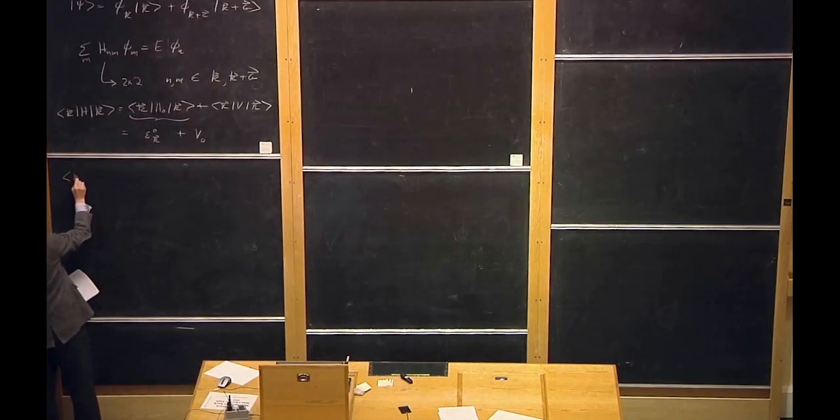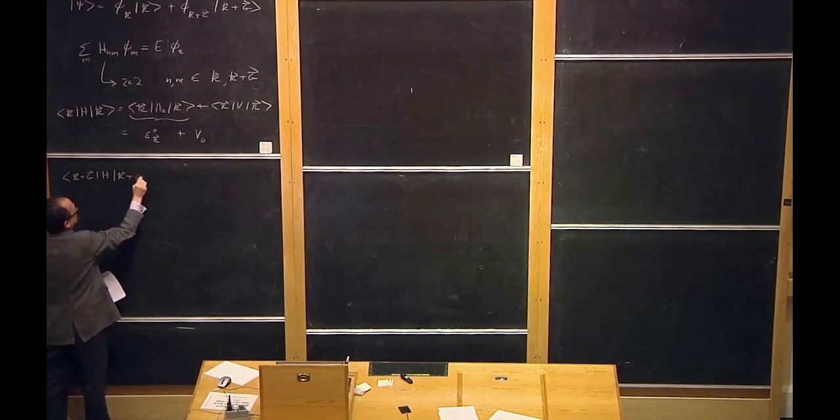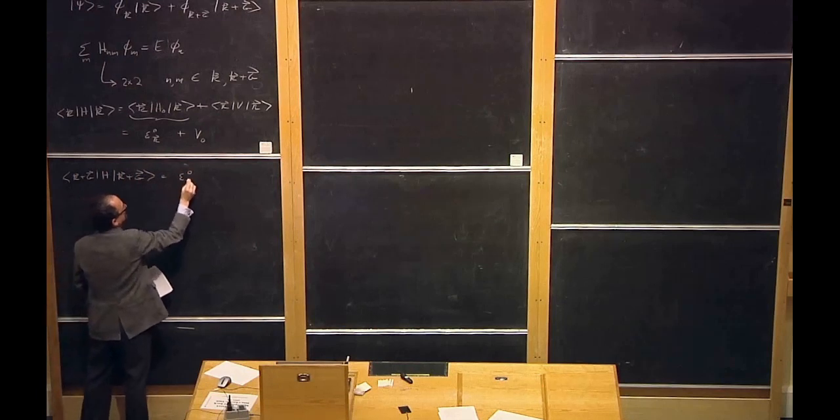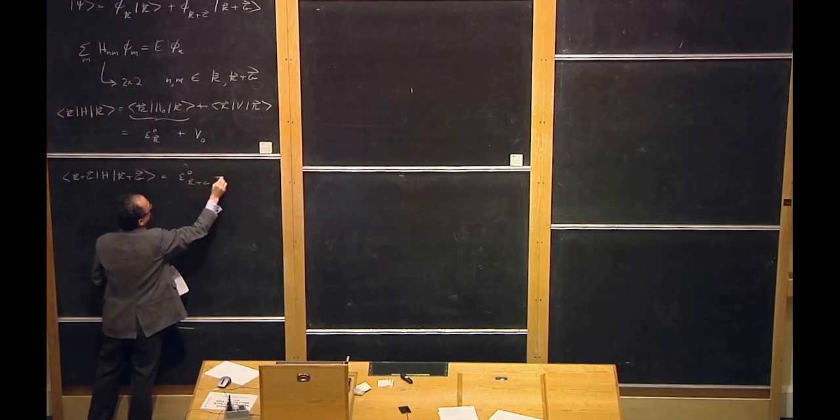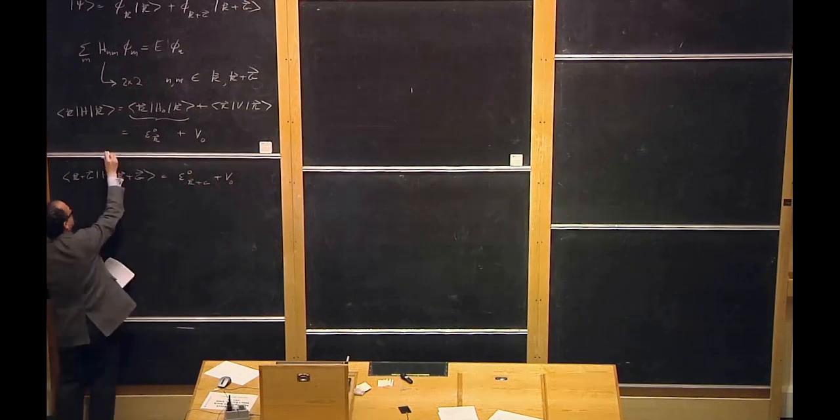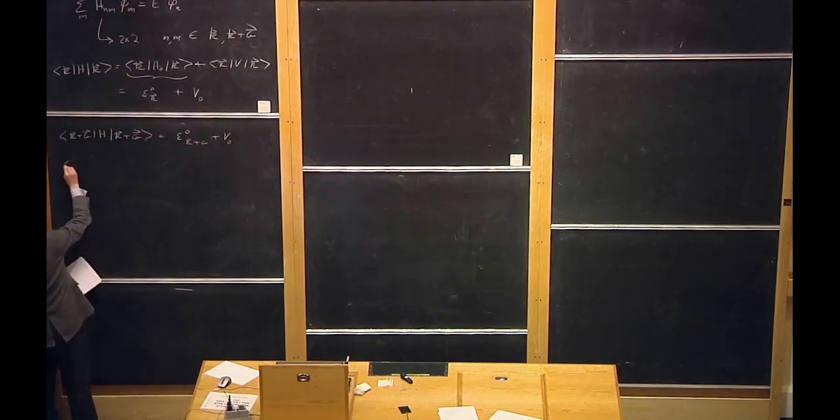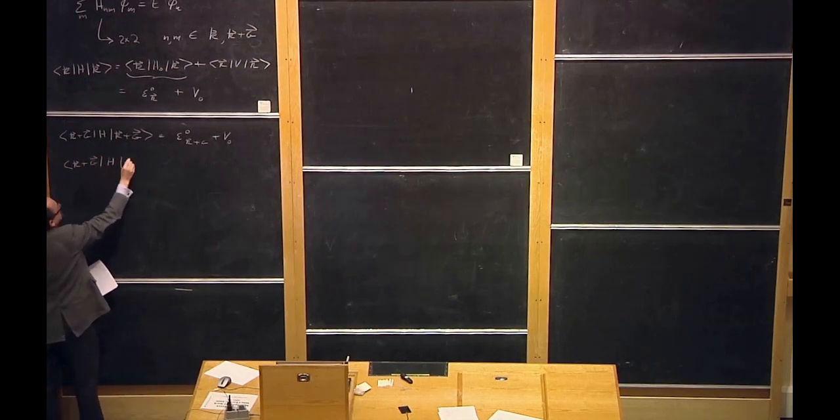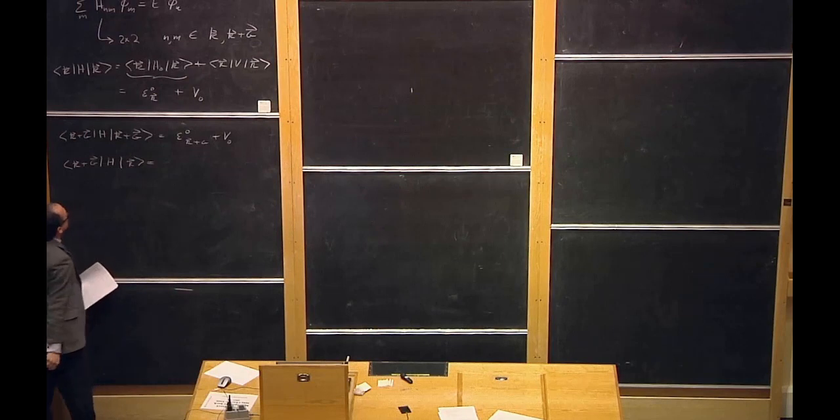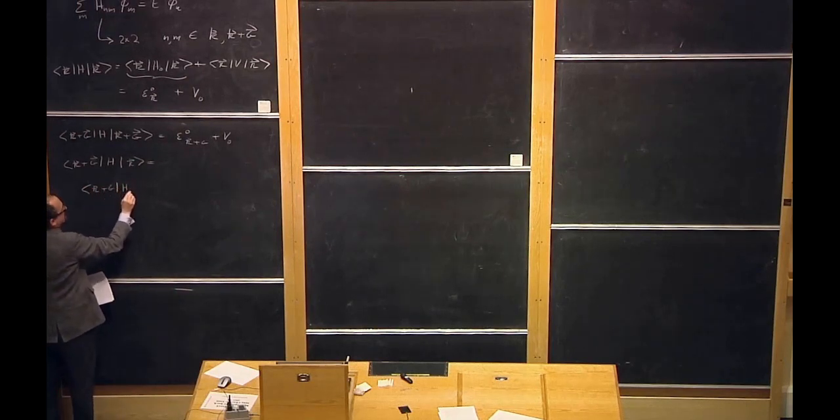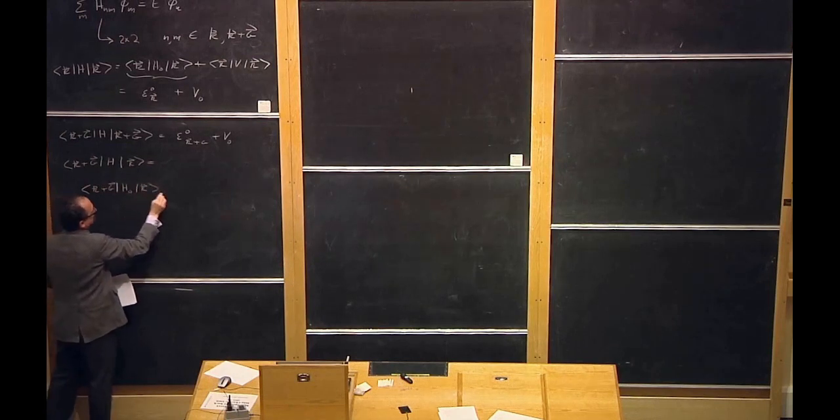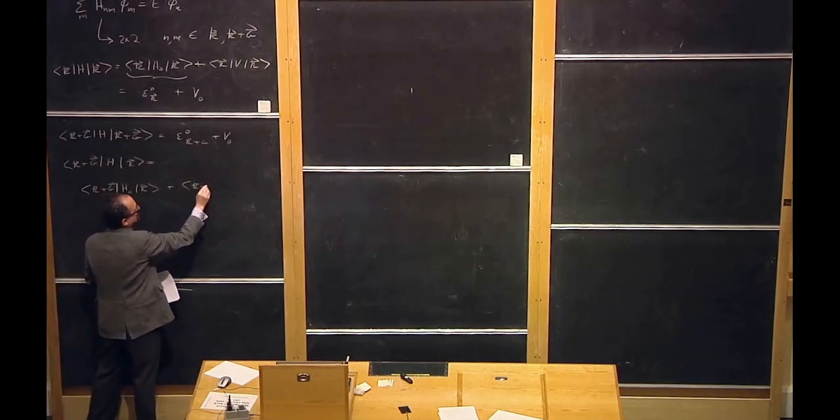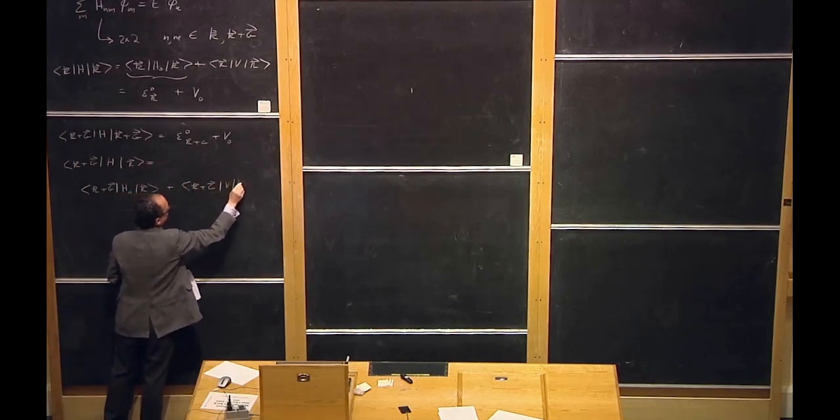Similarly, <k+G|H|k+G> is equal to E₀(k+G) plus V₀, again. The more interesting terms are the off-diagonal terms of the 2x2 matrix, <k+G|H|k>. So let's write out the pieces of this. We have first <k+G|H₀|k>. And the second piece is <k+G|V|k>.